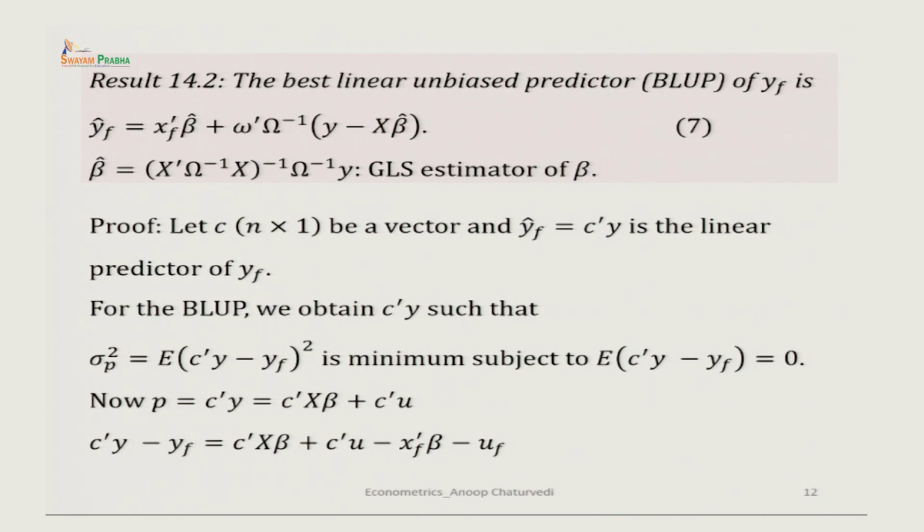Remember, for IID disturbances, our predictor was y hat f equal to x transpose b. It was just like this. But here you have one more term in the expression for the predictor, and this term is because of the correlation between u and u f. So, we have one additional term here.